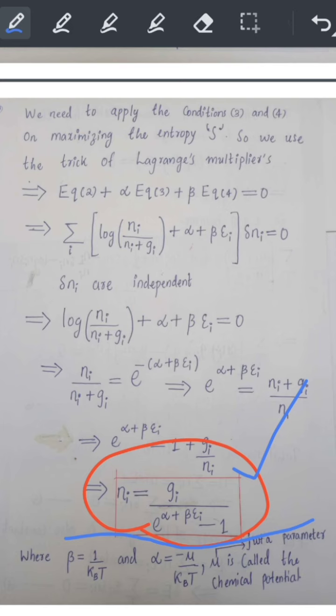And this mu is called the chemical potential, and actually you don't have the detailed study of chemical potential or the derivation of alpha and beta in your BSc syllabus. You don't have it. So if you wish to study it or if you wish to know it, please let me know. I will explain these derivations of beta and alpha and also the significance of chemical potential etc. for you. Please write to me.